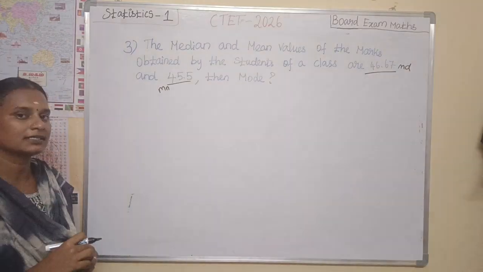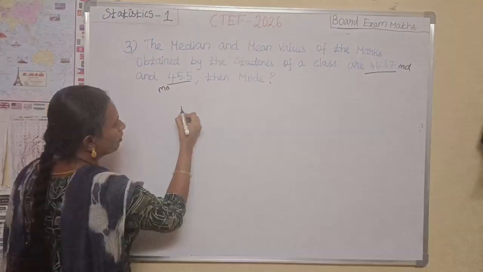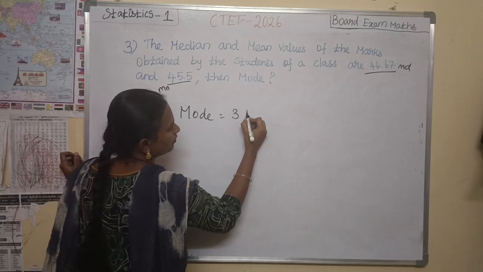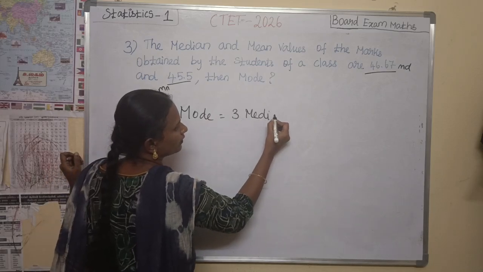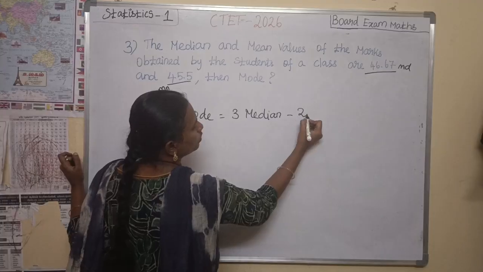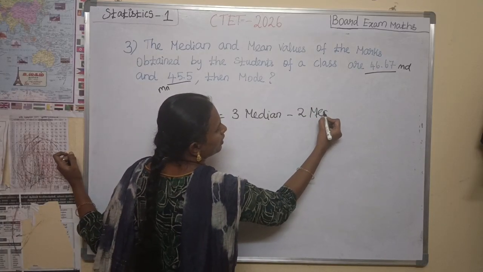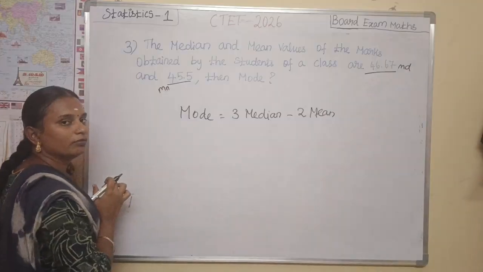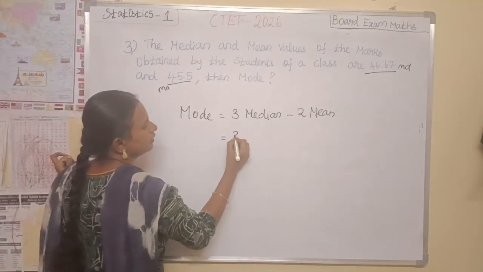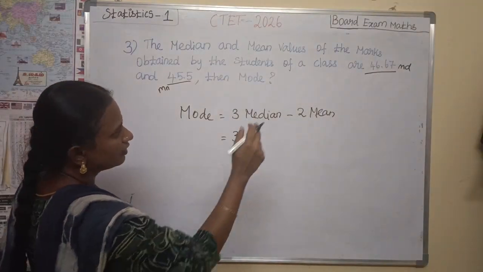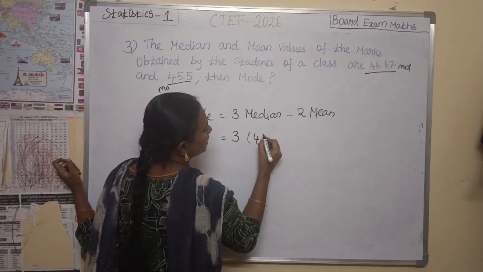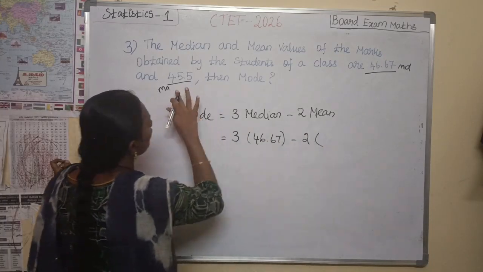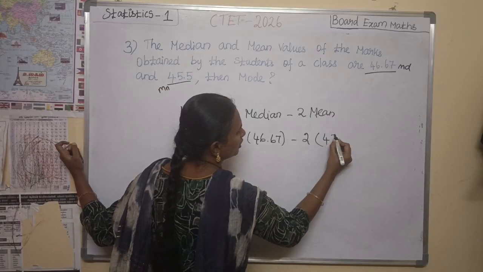So in the last sum we have the formula: Mode is equal to 3 multiplied by median minus 2 into mean. Here they give the median and mean values, and we have to find the mode. So it is 3 multiplied by the median, which is 46.67, minus 2 into the mean value 45.5.